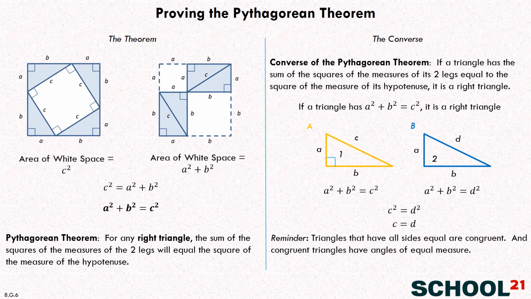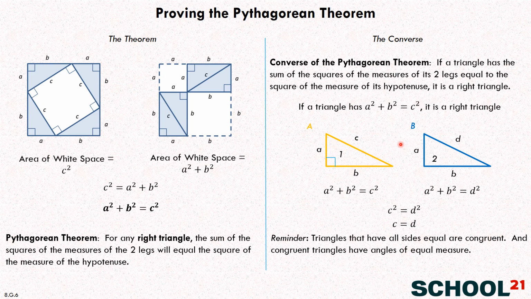Now, let's remind ourselves of one thing. Triangles that have all sides equal are congruent, and congruent triangles have angles of equal measure. Well, we just proved that C and D are equal. We know that A and A are equal and B and B are equal. So these two triangles, A and B, have all of their sides equal, so they are congruent. So A and B are congruent. Well, if they're congruent, they must have angles that are also of equal measure.